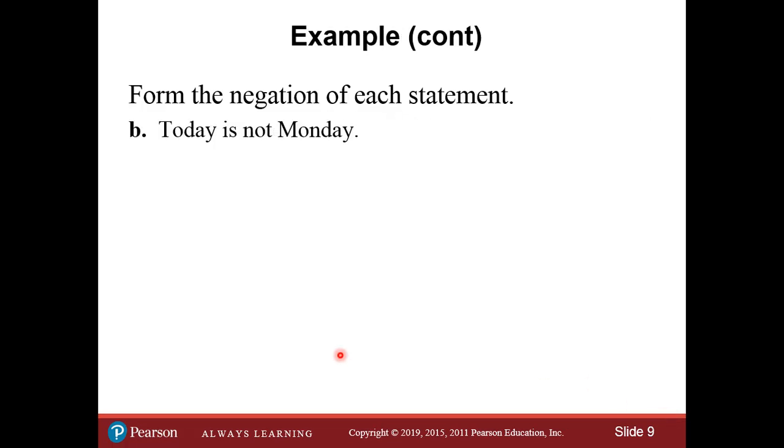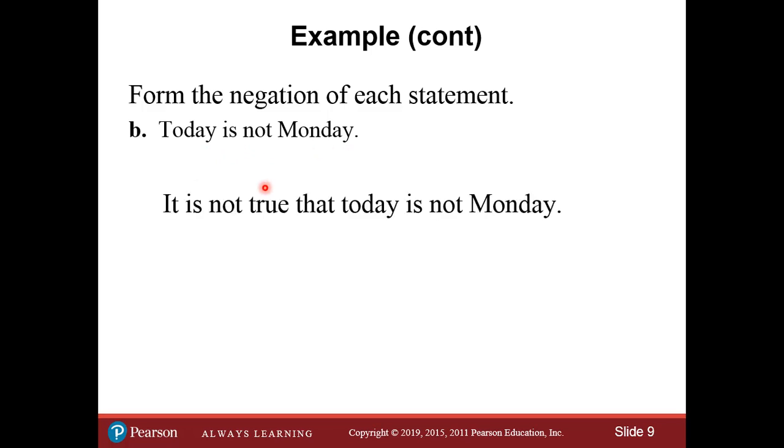Okay, what about this? If I say today is not Monday, I could basically say it's not true that today is Monday. So I'm putting a "not" out here, or I could say it is not the case that today is Monday. Or I could just say today is Monday, right? So there are different ways of negating or writing a negation of a sentence using English.